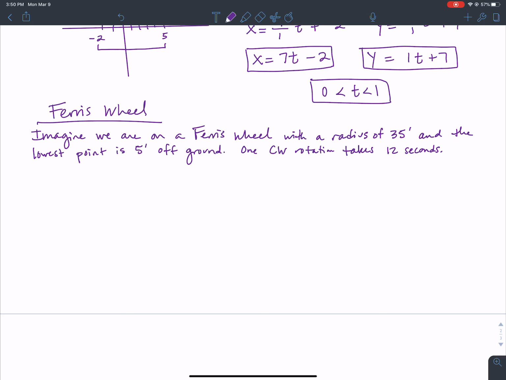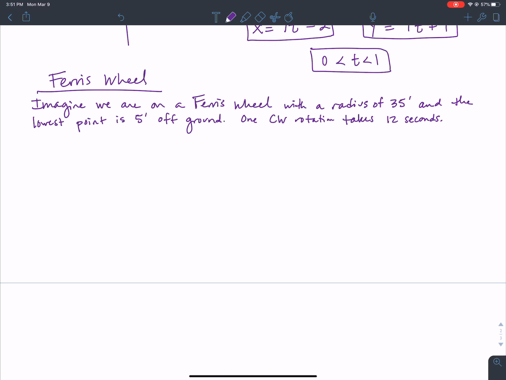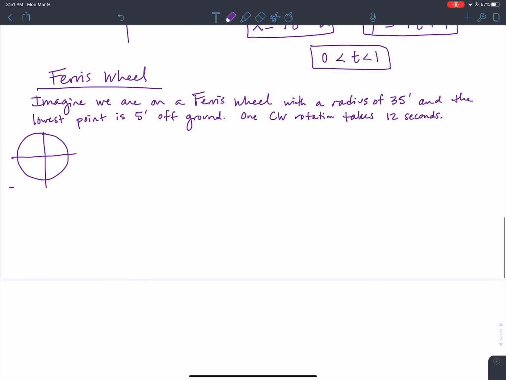All right, so what we are going to do is write parametric equations that represent our trip around the Ferris wheel. So we've got a lovely little circle for our Ferris wheel. Okay, here's the ground. This lowest point is 5 feet off the ground. Our radius is 25. Oops, sorry, that's 35. And 1 clockwise rotation takes 12 seconds. So we are going clockwise in 12 seconds.